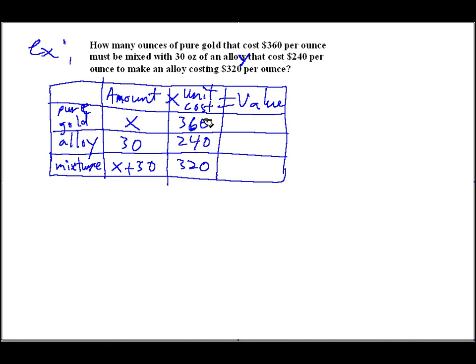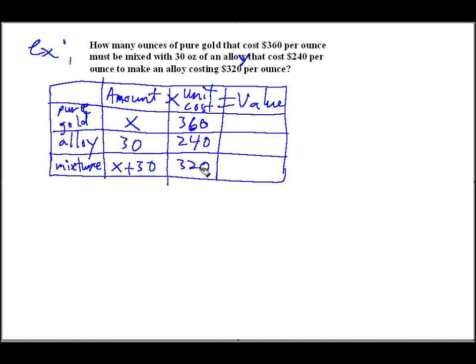But the most we can get out of it is 360. That's the highest number. And I'm mixing it with a material that costs only $2.40 per ounce. So it makes sense that my mixture will be somewhere in the middle of the cheapest material and the most expensive material. Does that make sense? Again, so 320. So this number down here, the cost per ounce for the mixture, should be in between 240 and 360 is what I'm trying to say.